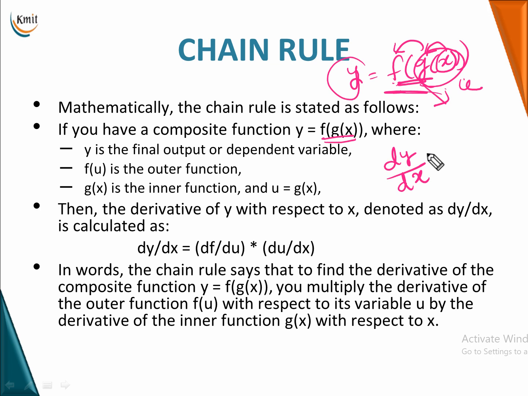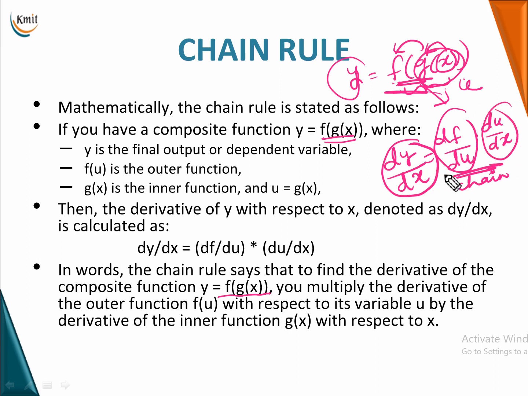Suppose you want to calculate the derivative of y, the dependent variable, with respect to the independent variable x. If it consists of two functions, you can write it as df by du into du by dx. Using this very simple chain rule equation, you can easily calculate the derivatives or gradients of many complex functions. The chain rule says that to find the derivative of the composite function y equals f of g of x, you multiply the derivative of the function f of u with respect to its variable by the derivative of the inner function g of x with respect to x. That's how it is written. This simple chain rule really reduces the complexity of your mathematical function.